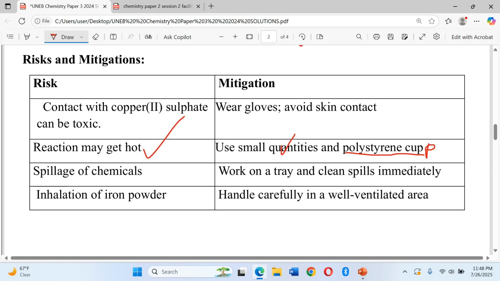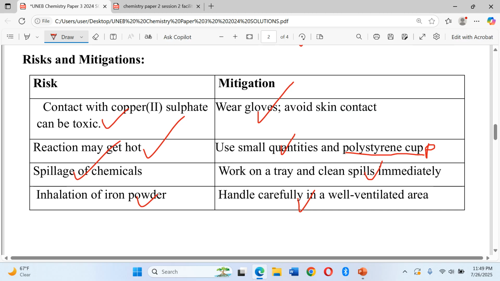So those are things that I just want to help us know. And I was saying that contact with copper 2 sulfate can be toxic. So what should you do? You need to wear gloves and avoid skin contact. Are you seeing that? Then there could be spillage of chemicals. So what do we do? Work on a tray and clean spills immediately. Then there's inhalation of iron powder. What do we do? Handle carefully in a well-ventilated area.